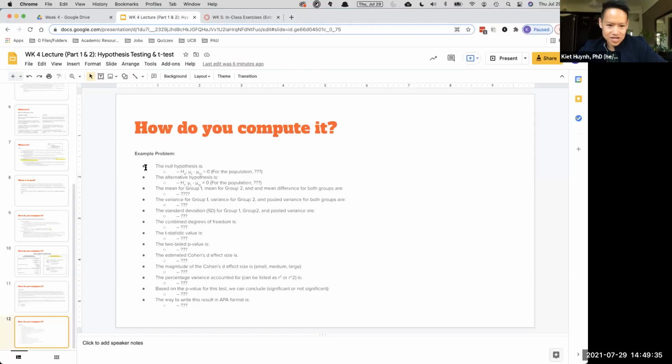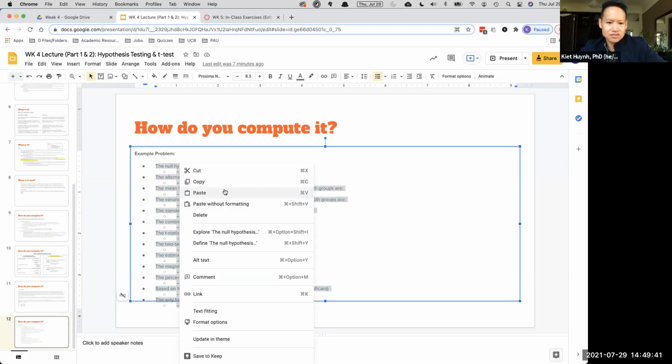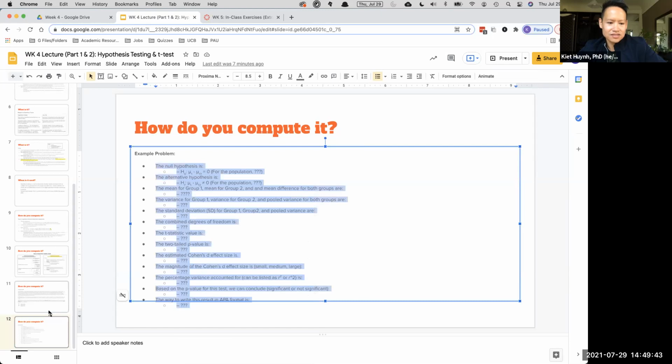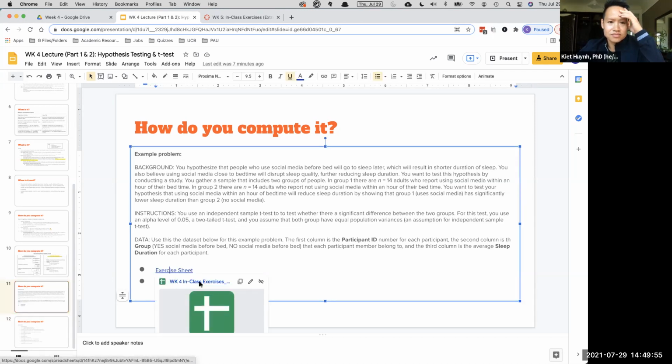So I'm going to copy all this and paste it into the exercise sheet. You see here, there's also the answer sheet. So I have the answers available to you. Let's open this.